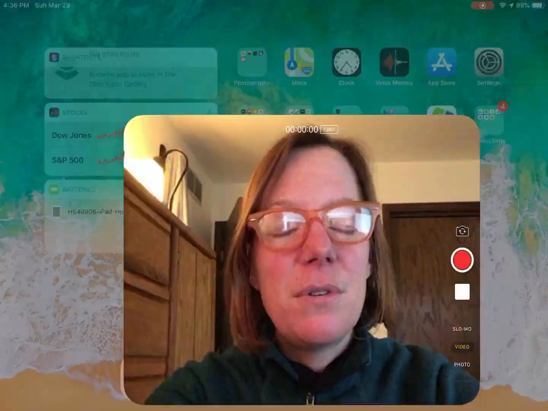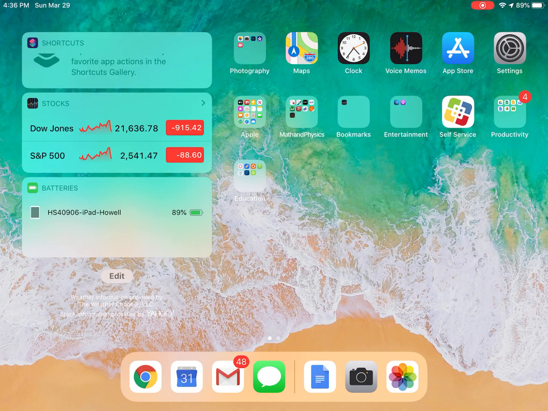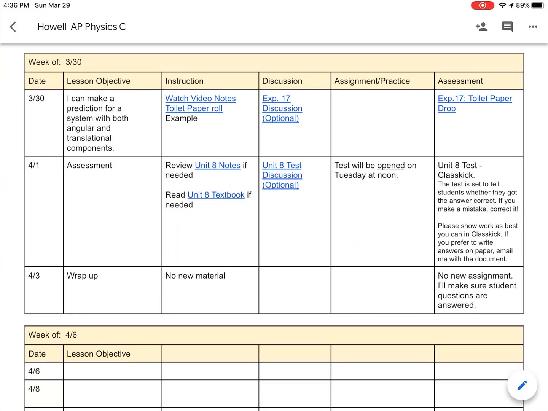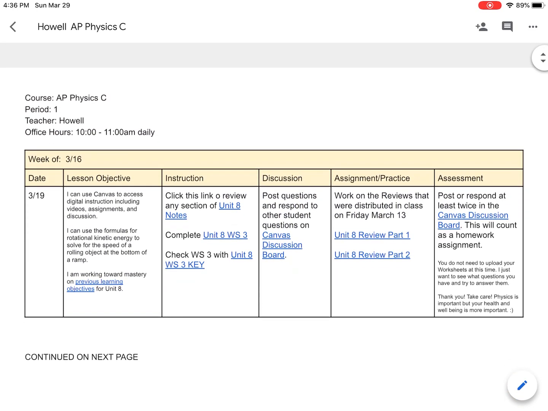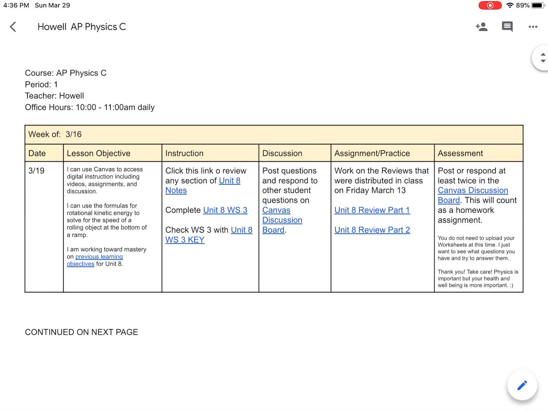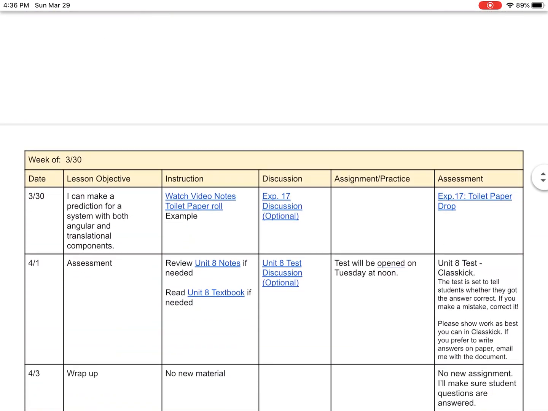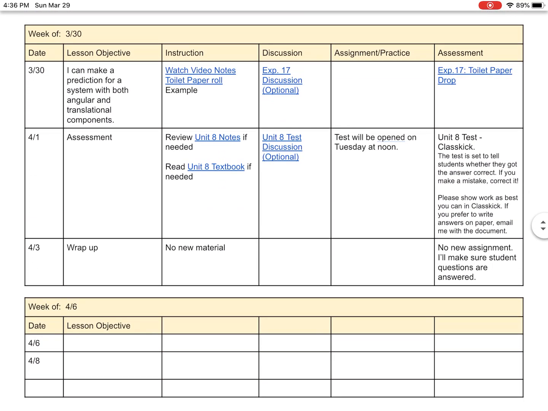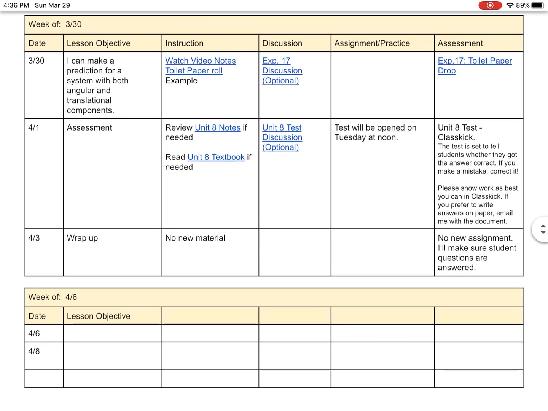So I'm going to look at our document, this Howell AP Physics C document, which is available in Canvas. Last week, before spring break, this is what it looked like. And I'll just scroll down to this week, the week of March 30th. And there are two big things I want you to do this week. One is a lab and one is a test.